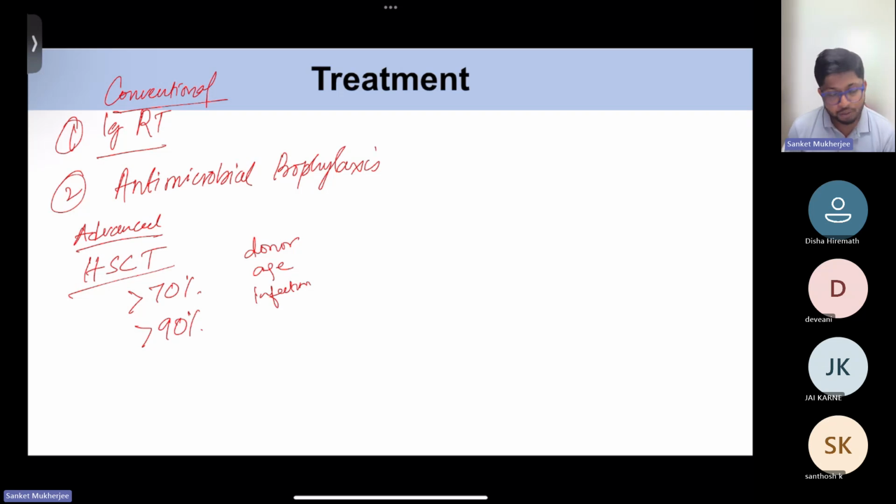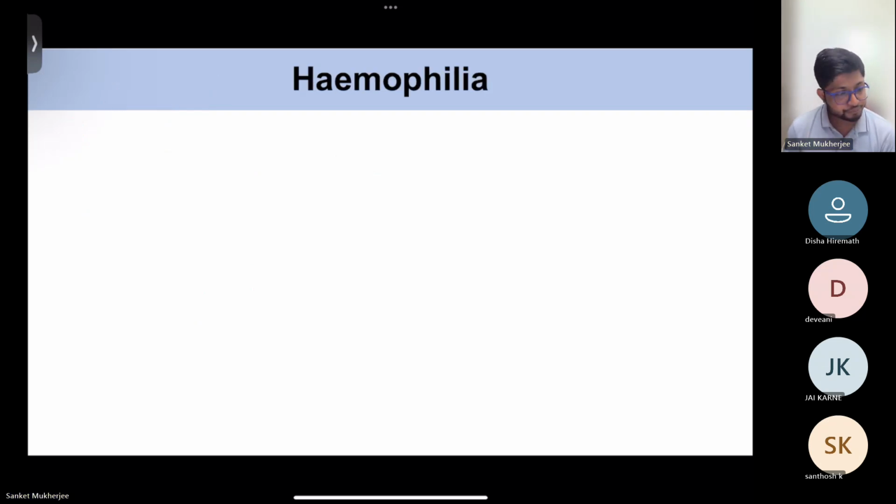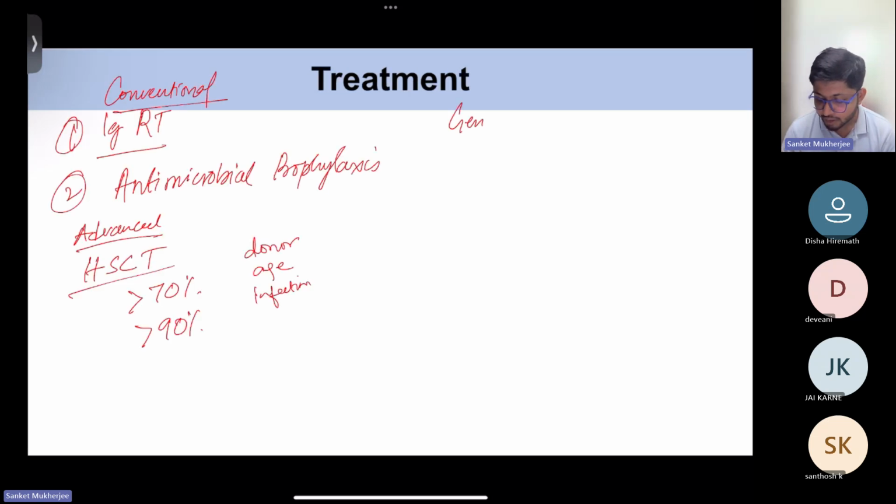So if we talk about some other things like gene therapy, in the case of gene therapy for SCID, it was one of the first gene therapy approaches. I would not say discovered, it was formulated on 14 September 1990, by Ashanti DeSilva, for ADA SCID.